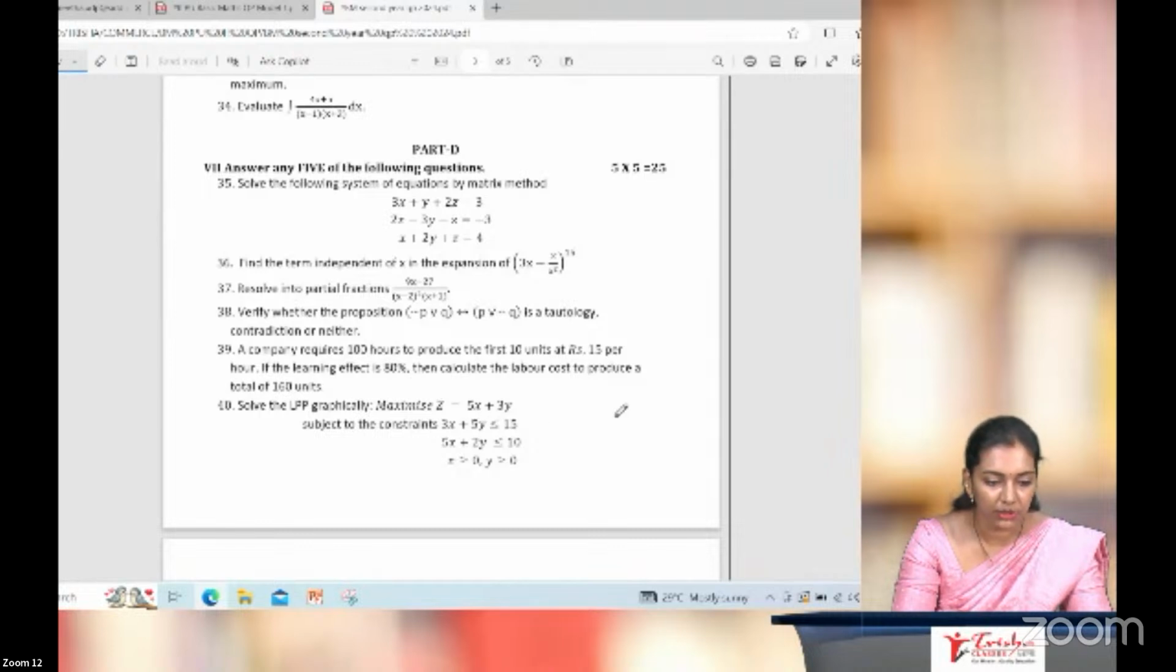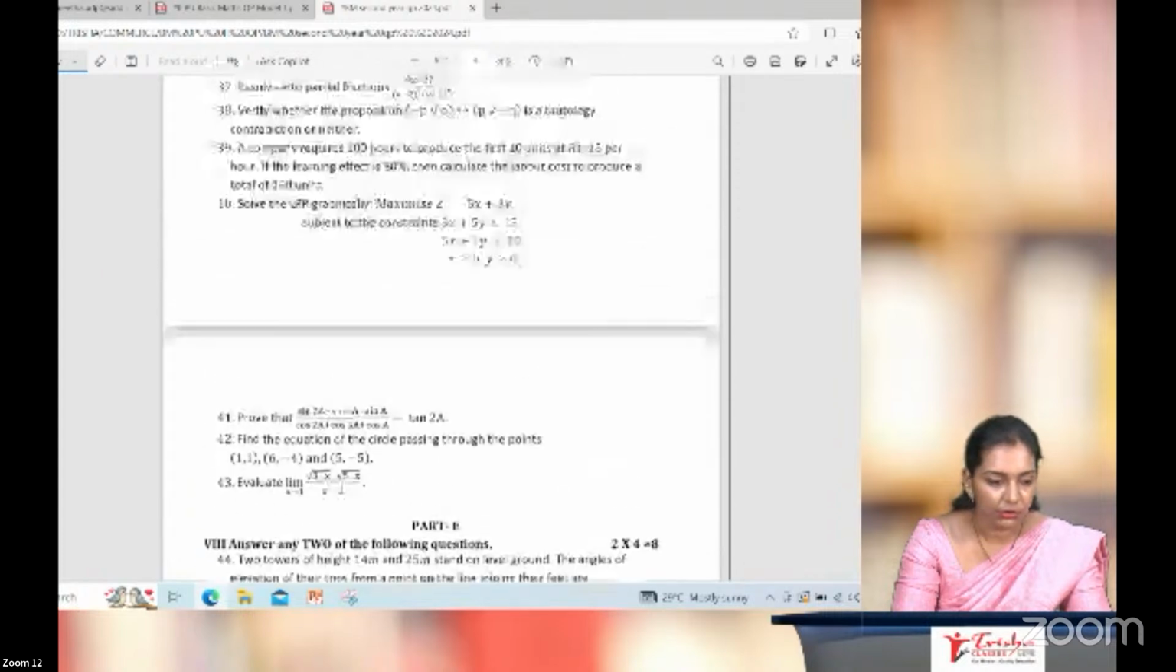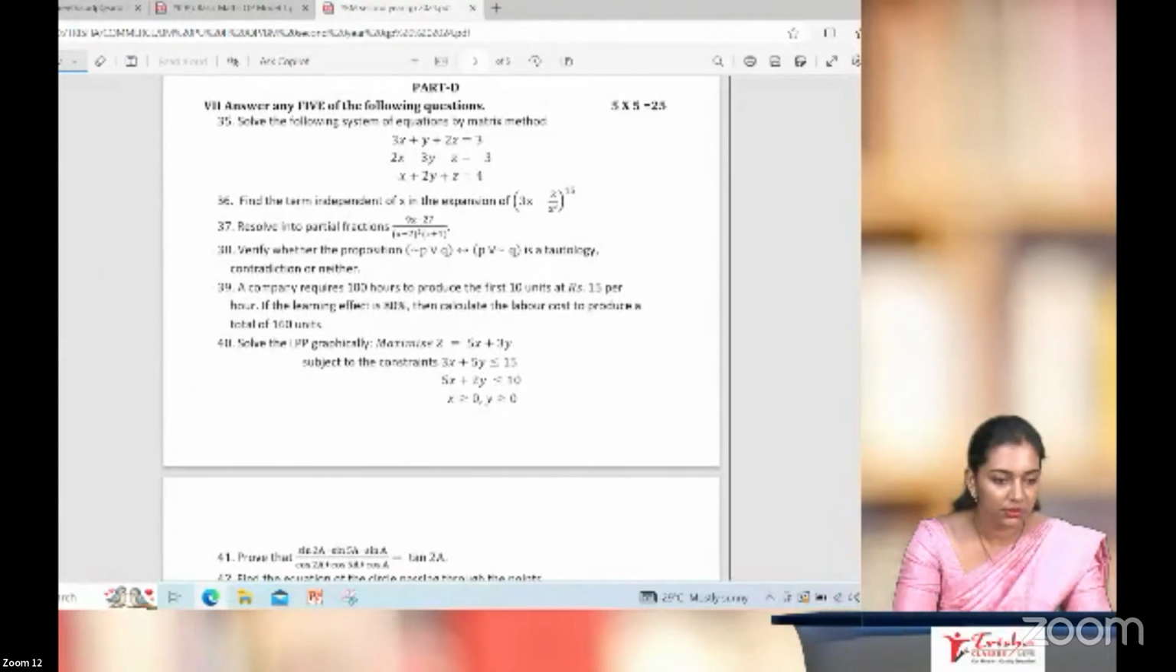Next, the 40th will be the LPP questions. So you have 9 questions, and 5 options. So you have a lot of options here. So the LPP question will be the 40th question, maximizing the profit.